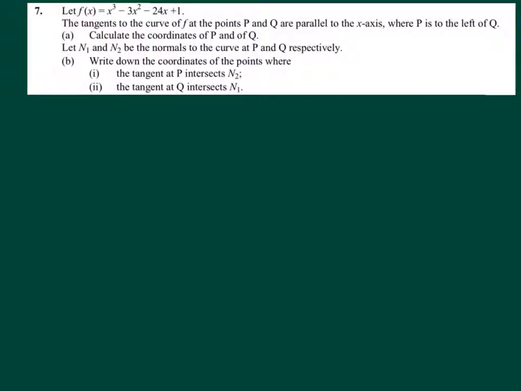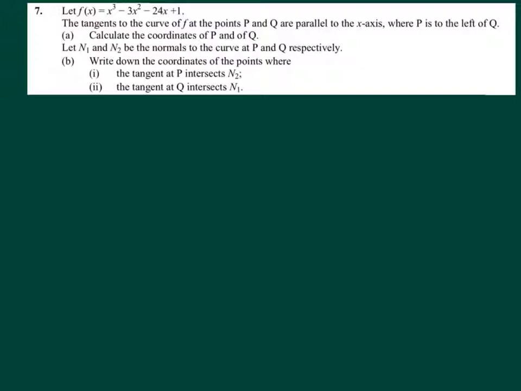Okay, so this is number 7. It gives us the equation. It says the tangents to the curve of f at the points P and Q are parallel to the x-axis, where P is to the left of Q. And then for A, we have to calculate the coordinates of P and of Q.